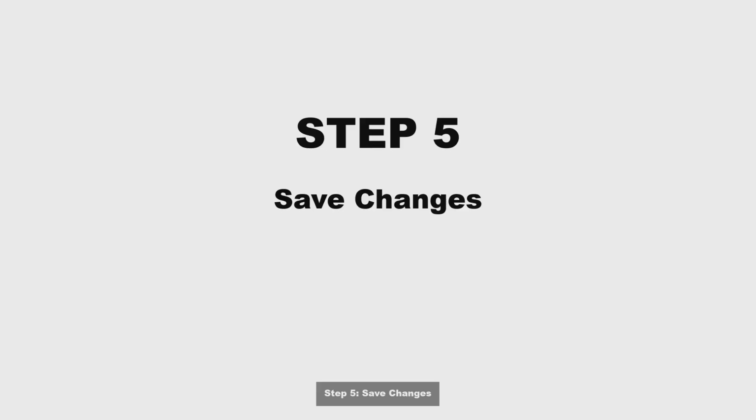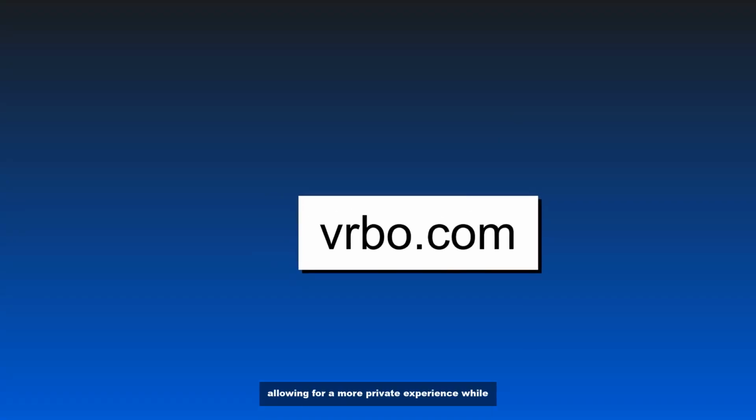Step 5. Save changes. After making the desired adjustments, be sure to save your changes. Look for a save button or prompt to ensure your new settings are applied. By following these steps, you can successfully hide your online status on Vrbo, allowing for a more private experience while using the platform.